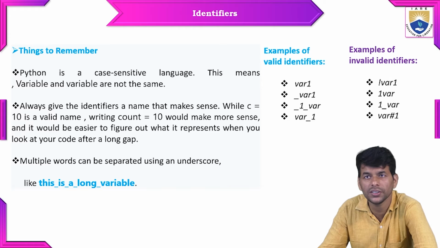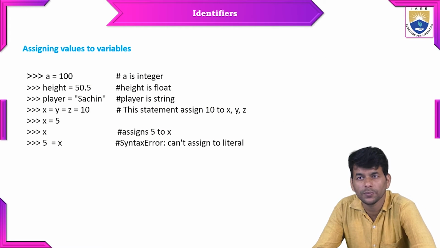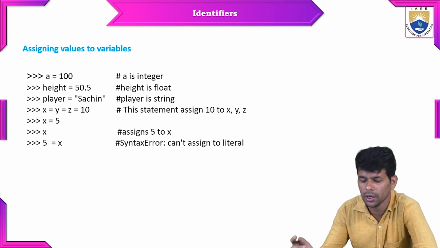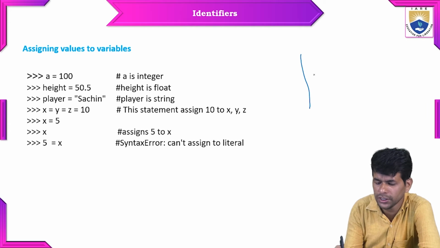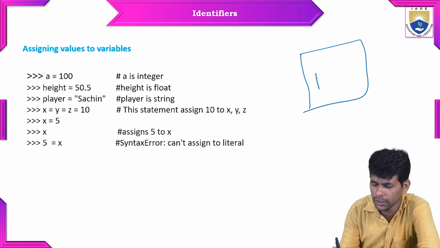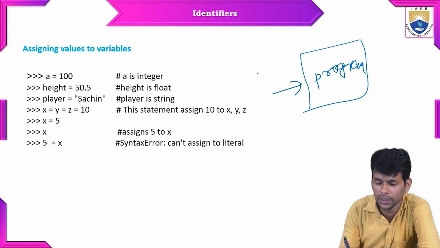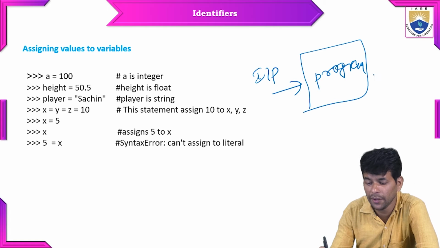The next one is assigning values to variables. Actually, what is the use of an identifier? What is the use of a variable? We have to know that here. Let us assume this is a program. I will give input to it and I will get the output.